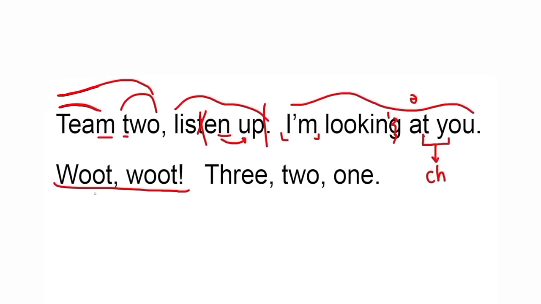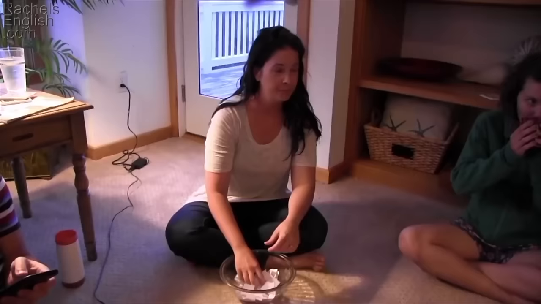3 separate content words. 3, 2, 1. All with an up-down shape of stress. We never want flat pitches in our stressed words. This up-down shape of stress, this change of pitch, of intonation, is what marks a stressed syllable. It's very natural American English to do this. 3, 2, 1.